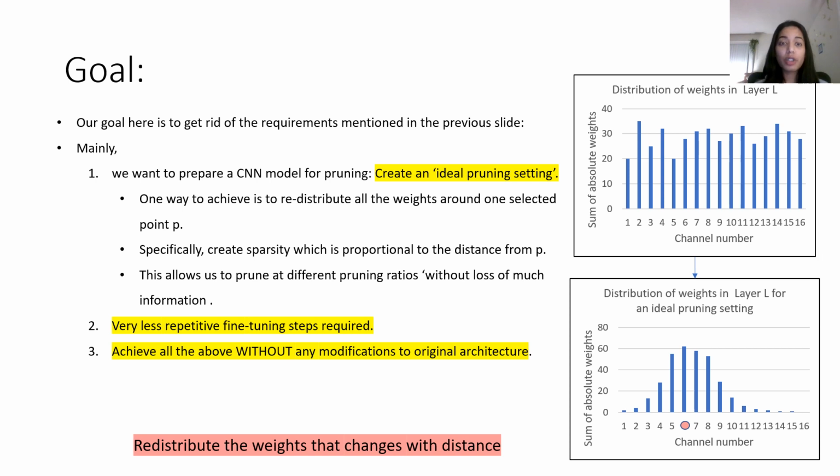This will allow us to prune at different pruning ratios without loss of much information. And very less repetitive fine-tuning steps will be required. All of this we want to achieve without any modifications to the original architecture. So how do we redistribute the weights with a force that changes with distance?